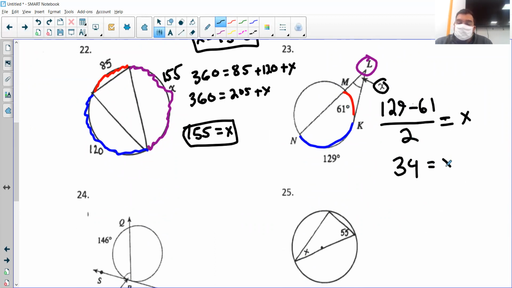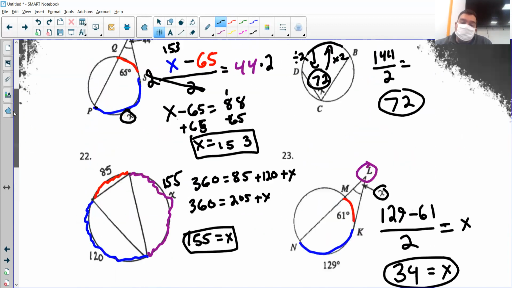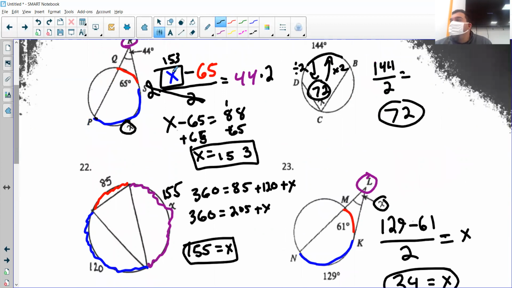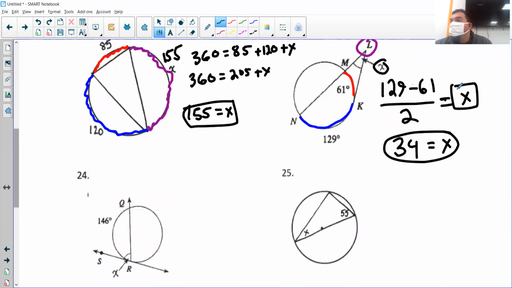You could, but the left side is just numbers. Just do it with numbers. You don't have to do any algebra. It's just arithmetic, which is just type in your calculator. 129 minus 61 has to happen first. We did that before because the X was surrounded by numbers, and we don't like it being surrounded by numbers. But what is different here, Kira? The X is already by itself. So we just do the math. 129 minus 61 divided by 2.